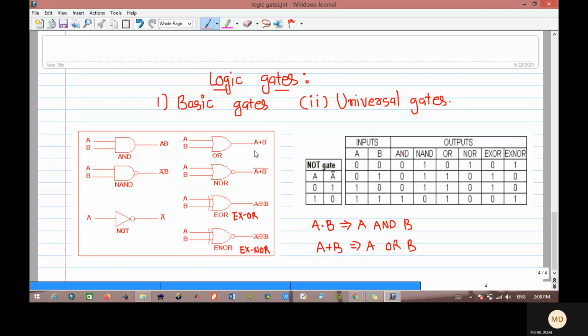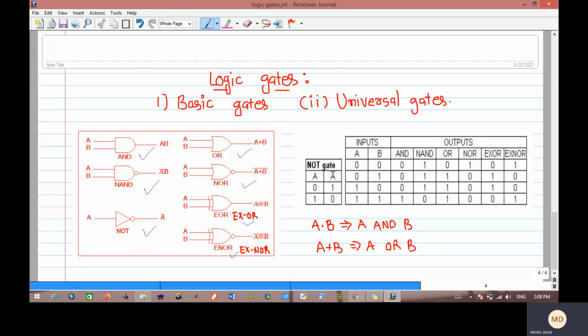Today in this video we will discuss the logic gate. There are basically two types of logic gates: basic gates and universal gates. There are mainly seven types of gates. This is the symbol of different types of gates. This one is the symbol of the AND gate, this one is the NAND gate, this one is the NOT gate, this one is the OR gate, this one is the NOR gate, this one is XOR, and this is XNOR.